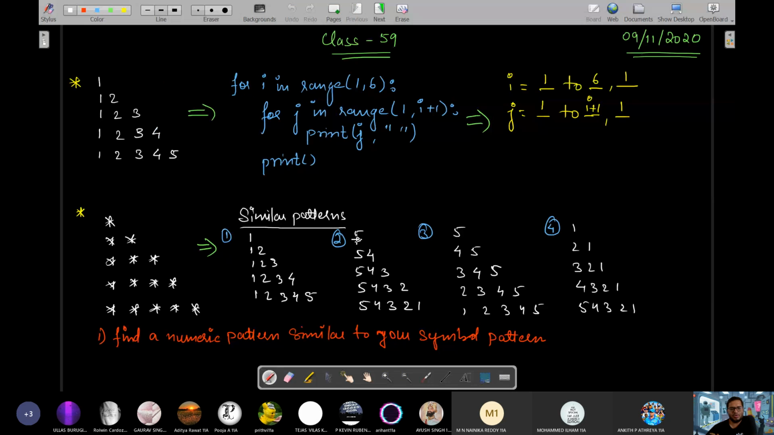Okay, what will be the answer of the second one? i will be from 1 to 6. j will be from 1 to i plus 1. If you solve this, j will be from 5 to i minus 1, comma minus 1, and here the first value is 5, so again it will be 5 to 0, comma minus 1. Okay, so 5 to 0 and 5 to i minus 1.